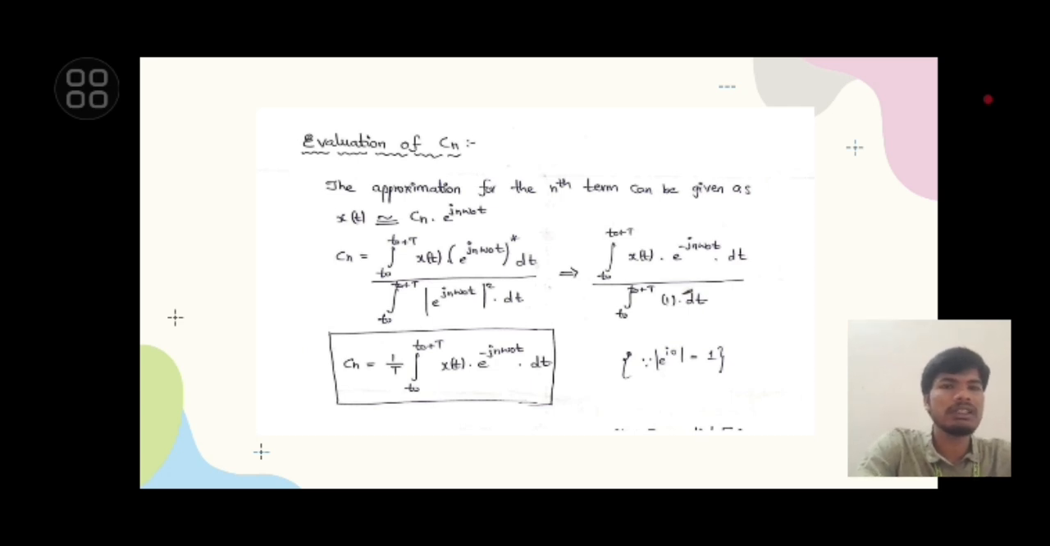It is also represented as, if e power anything star, it becomes minus. So the integral from t naught to t naught plus T of x of t into e power minus jn omega naught t into dt, divided by the integral from t naught to t naught plus T of 1 into dt. It is also represented as Cn equals 1 by T integral from t naught to t naught plus T of x of t into e power minus jn omega naught t into dt.